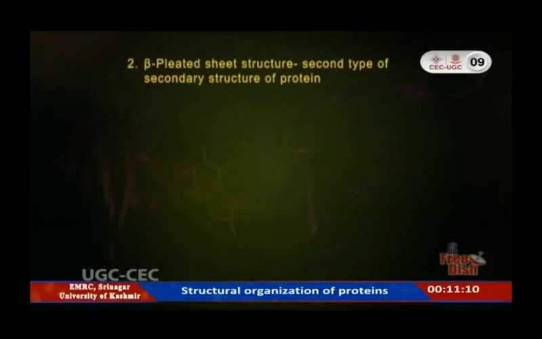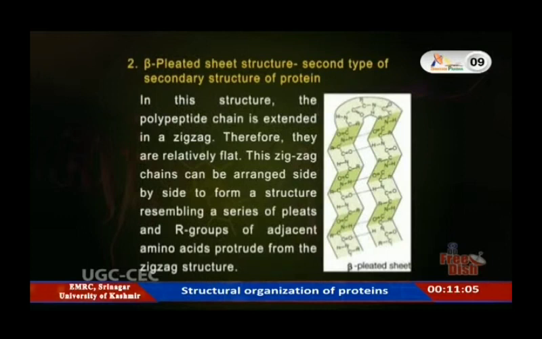Number 2, beta pleated sheet structure, the second type of secondary structure of protein. In this structure, the polypeptide chain is extended in a zigzag, therefore they are relatively flat. This zigzag chain can be arranged side by side to form a structure resembling a series of pleats, and R groups of adjacent amino acids protrude from the zigzag structure. Two or more beta-pleated sheets are layered close together within a protein.